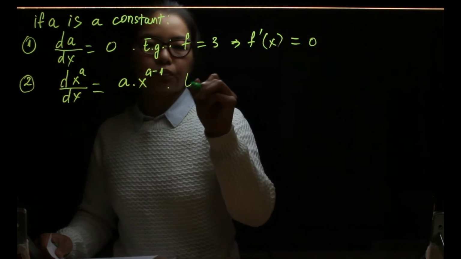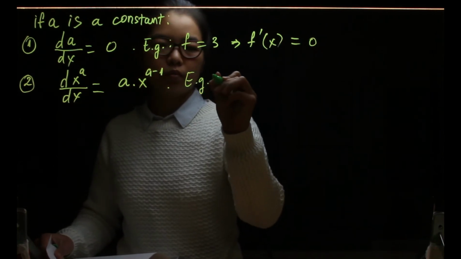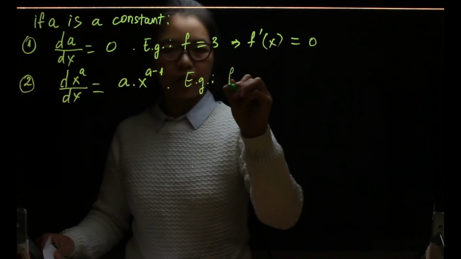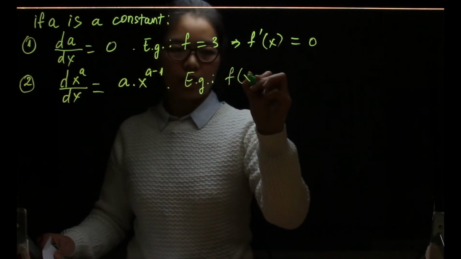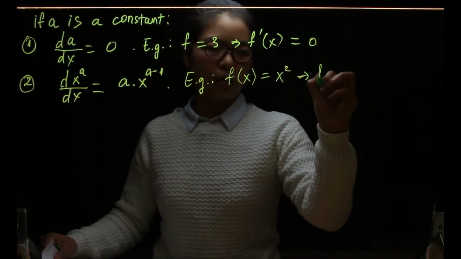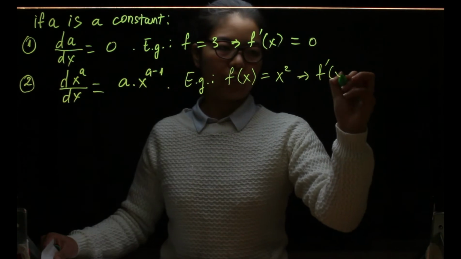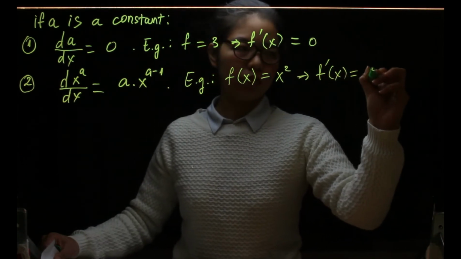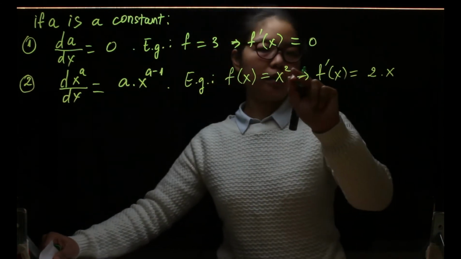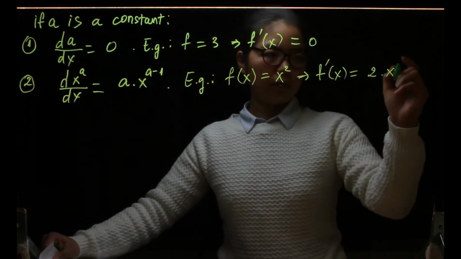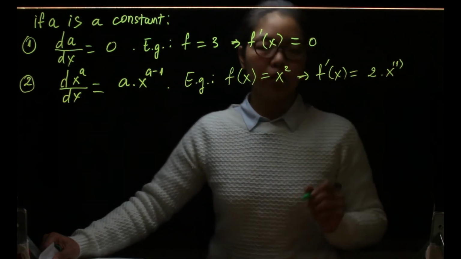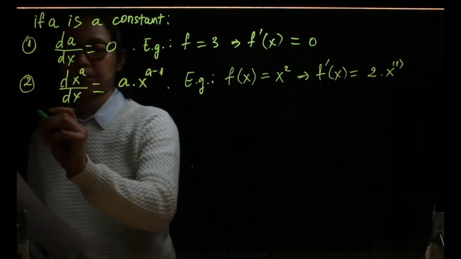Example, if we have, let's say, f(x) equals x squared, then the derivative of f with respect to x equals 2 times x. But actually x here, the power of 2 minus 1 equals 1, right? But you can just write 2x.